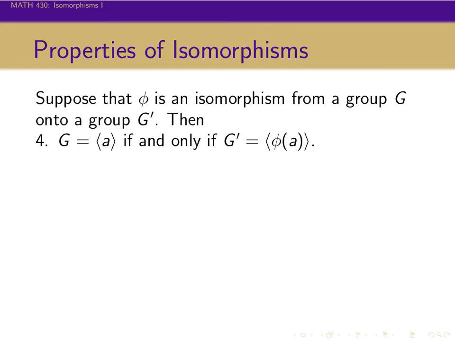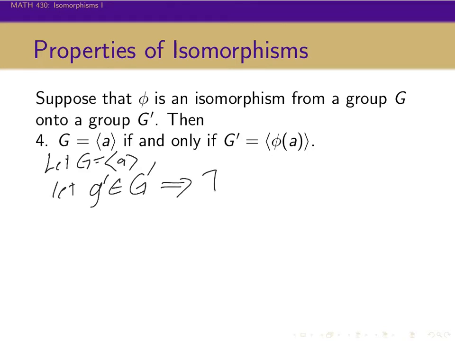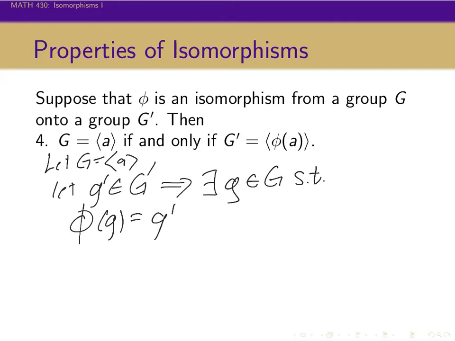Okay, G is a cyclic group generated by A if and only if G prime is a cyclic group generated by phi of A. So let's start proving this. Let G be generated by A, and let G prime be some element of the group G prime. Then there exists some g in G such that phi of g equals g prime, and this is because phi is a bijection. So since it's a bijection, it's onto. That means that for anything in G prime, there's some preimage of it. There's some element in G that gets sent to it.